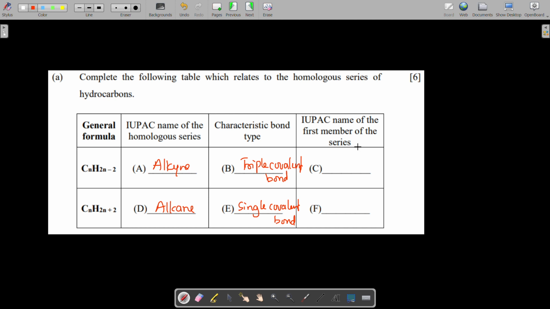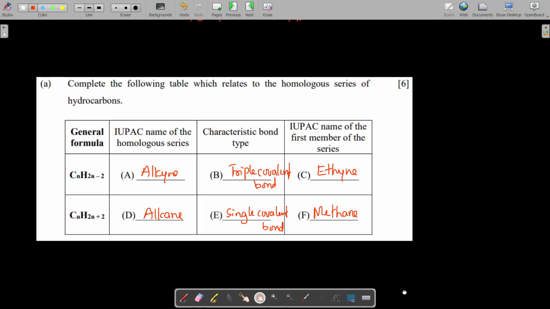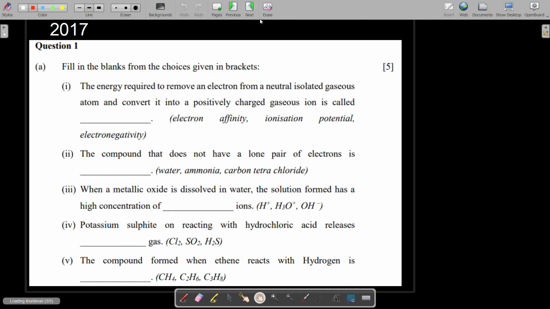Okay. IUPAC name of the first member. First member of alkyne is not methane. Methane does not exist as an alkyne. It is ethyne. But for alkane, it is methane. First member of alkene, if you take, ethene. Okay, this much. Yes. Next, 2017. Energy required. Whenever you come across energy required, it's always ionization potential.